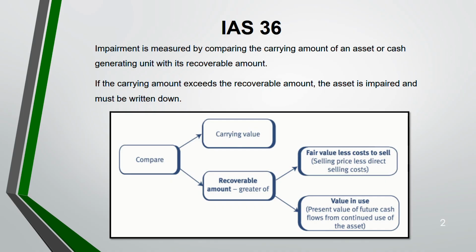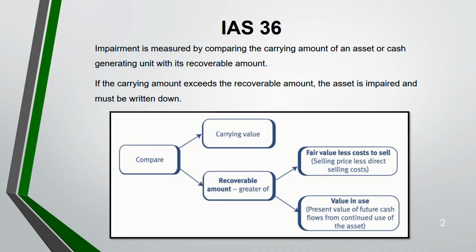So this is a picture. Compare carrying value with the recoverable amount, and recoverable amount is the greater of fair value less cost to sell and value in use. Fair value less cost to sell: how will you get it? You will be given the selling price and the cost to sell it. Deduct the direct selling cost from the selling price. Next, value in use. This you have to estimate. Either they will give you the figure or you have to estimate. How? That is the present value of your future cash flow from the continued use of the asset.